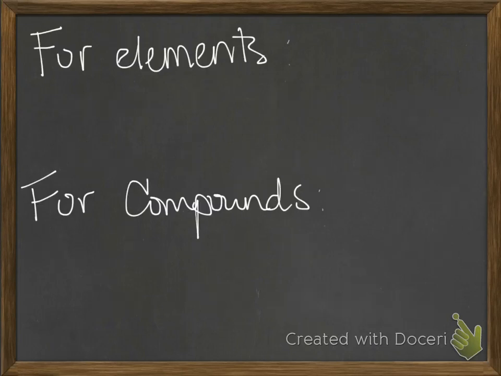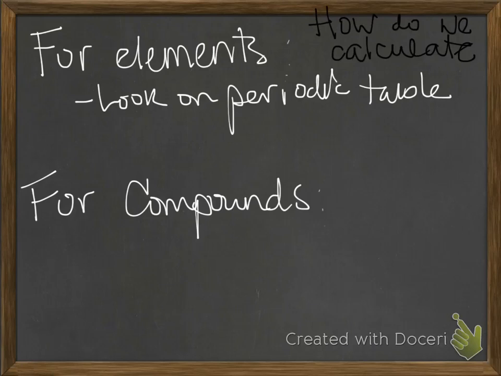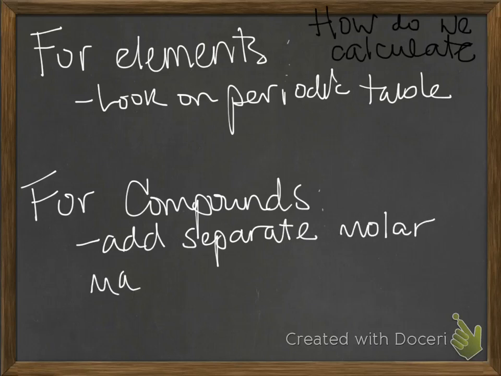Okay, so let's work through a couple examples. Or before we do that, let's talk about how we calculate molar mass. So for elements, I just look on the periodic table. And whatever it is on the periodic table is what the molar mass is for the element. For compounds, I need to add the separate molar masses together for all my elements in my compound.